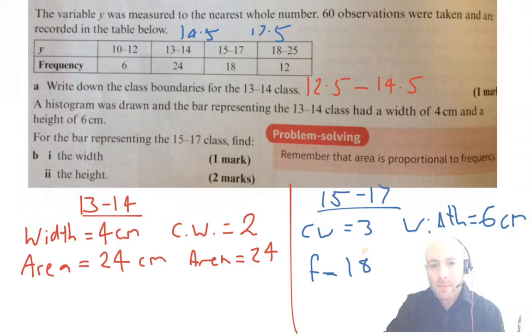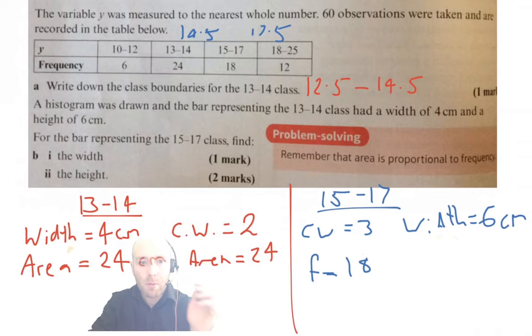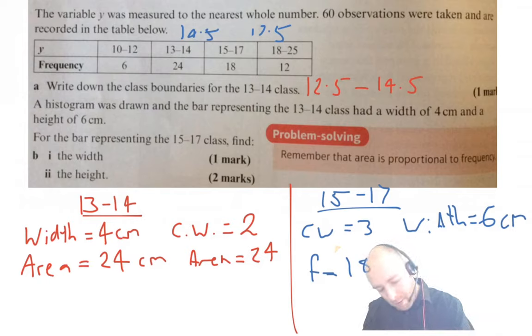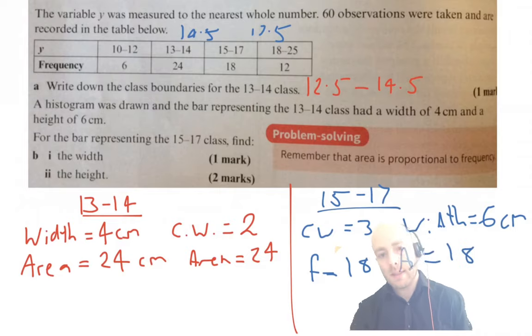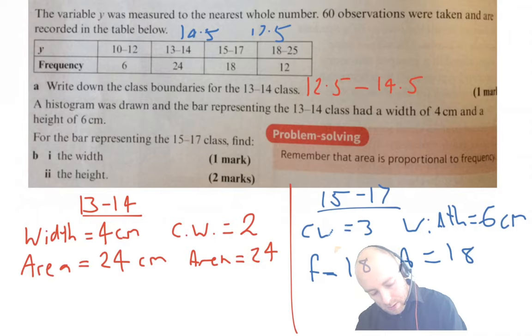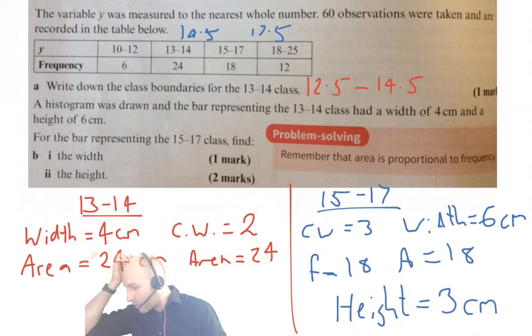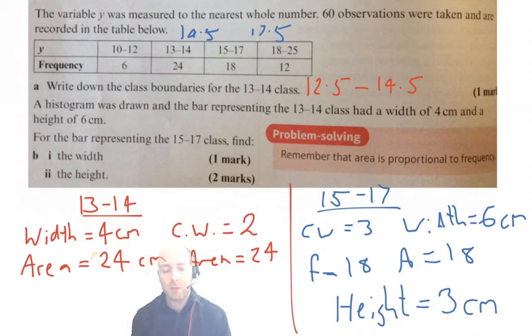Brilliant. And our areas are directly proportional, so our frequency and our area are going to be directly proportional, so area equals 18. So therefore, if we do 18 divided by 6, we get a height of 3 centimeters. Cool. Which again, everyone who posted in the chat got it correct. Brilliant, guys.